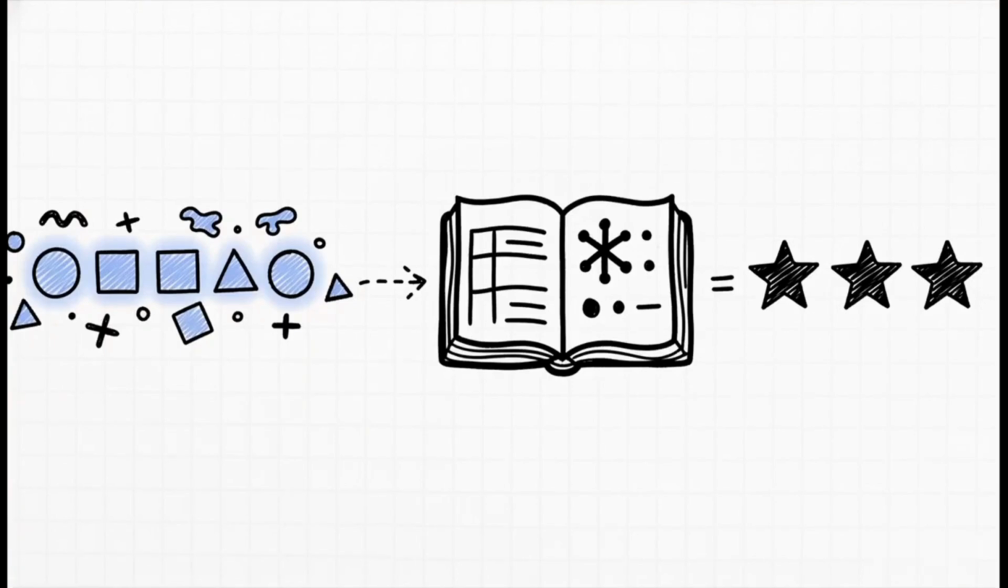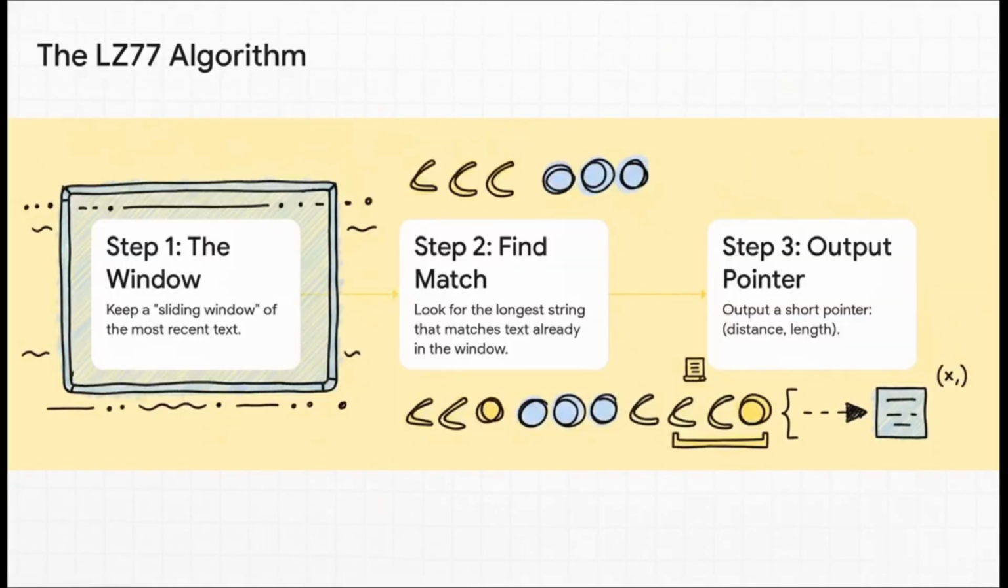Think about it. Why would you write out the same long phrase like the United States of America over and over again in a document? Why not just write it once and then create a little shortcut for it every other time? That right there is the core idea of dictionary-based compression. So the most famous algorithm that does this is called LZ77, created by two guys named Ziv and Lempel.